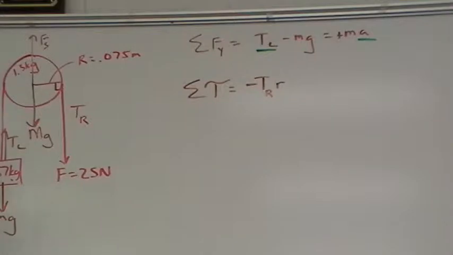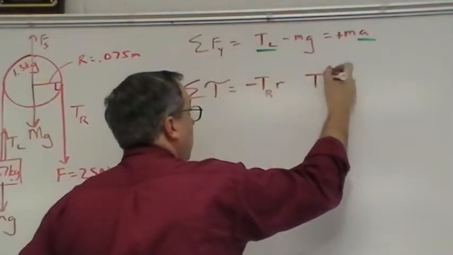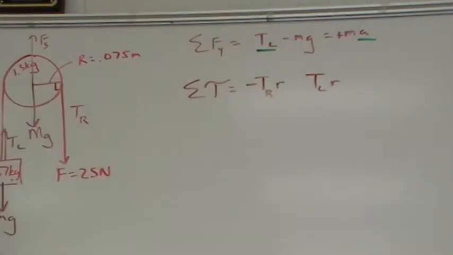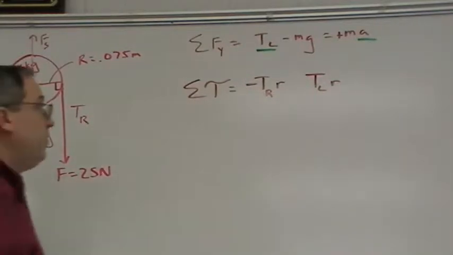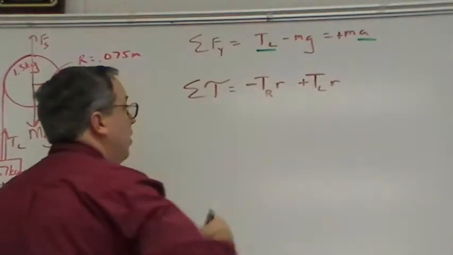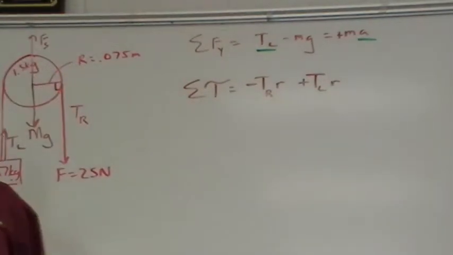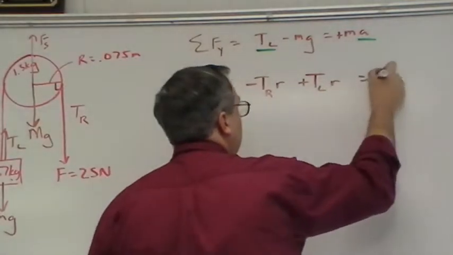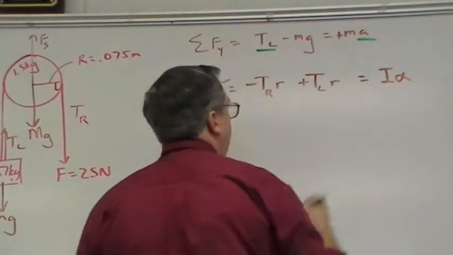Then I have the tension on the left. It produces a torque, so I have the tension on the left times the radius. It makes the pulley want to go counterclockwise, so that one is positive. Anytime you sum up torques, what is it equal to? I alpha. The sum of the torques equals I alpha.